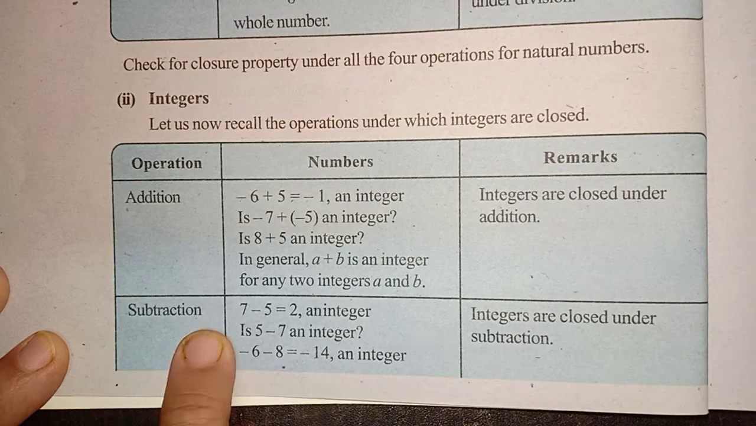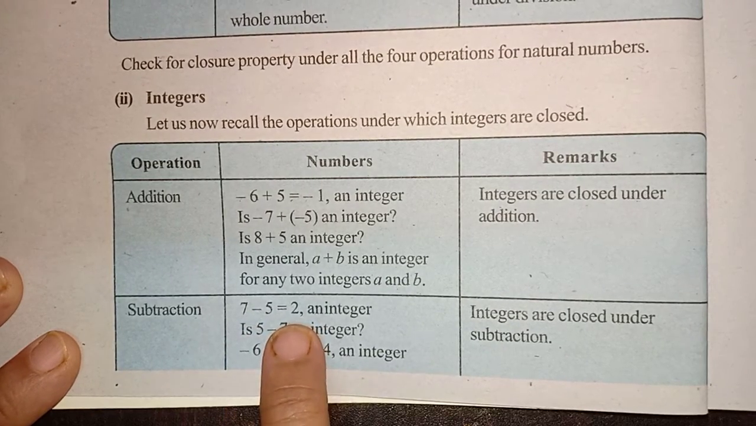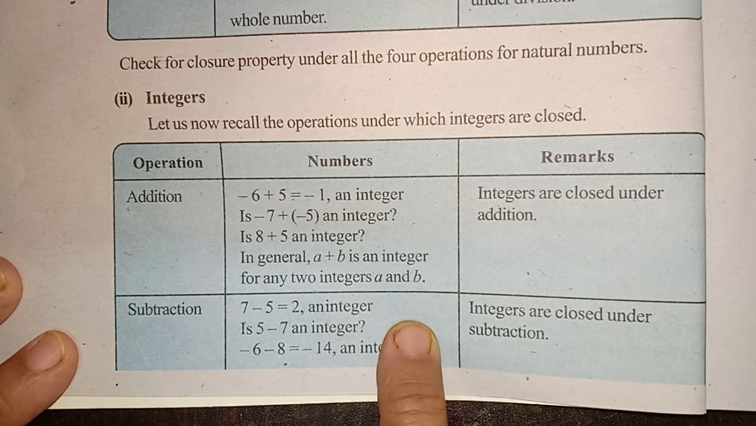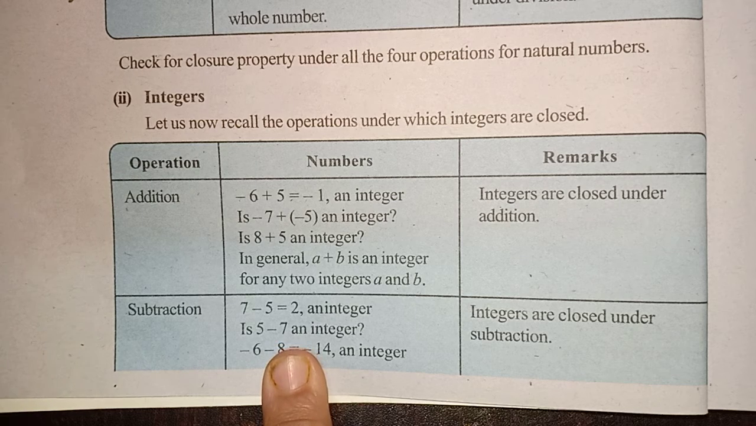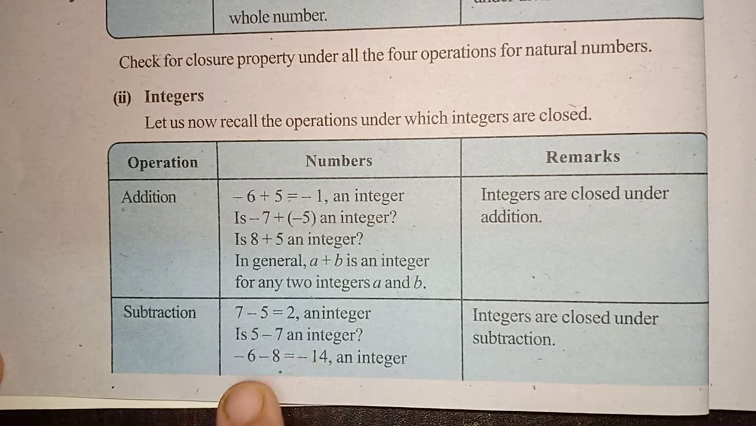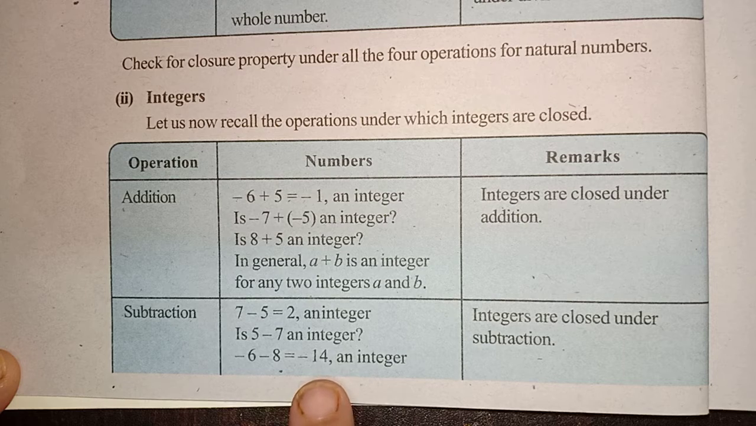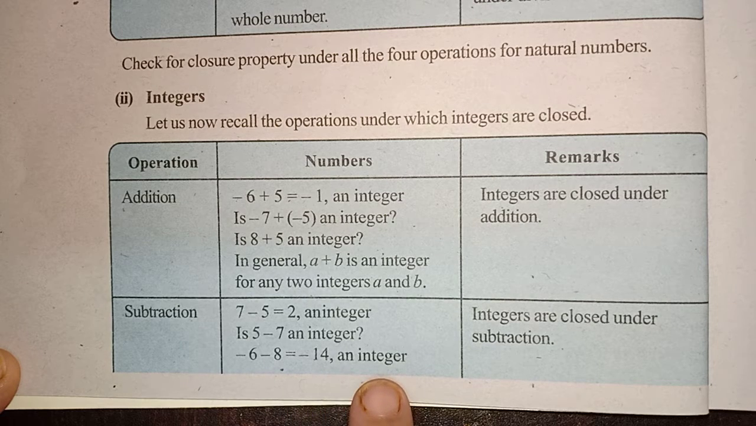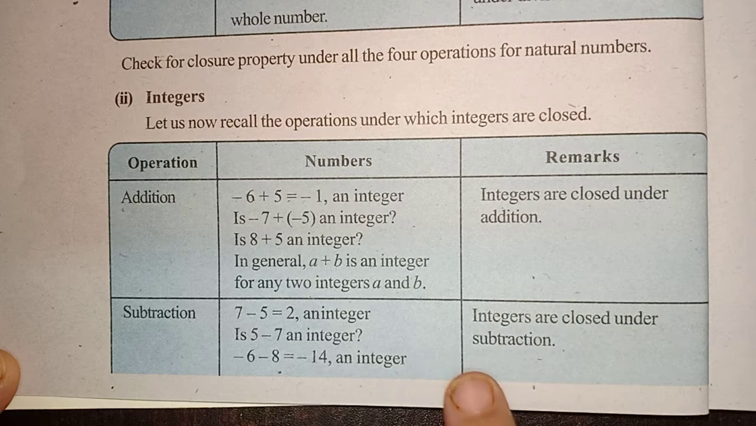Next one is subtraction. 7 minus 5 is equal to 2, which is an integer. If 5 minus 7, we get the answer minus 2, which is also an integer. Minus 6 minus 8 gives minus 14, which is also an integer. So, integers are closed under subtraction.